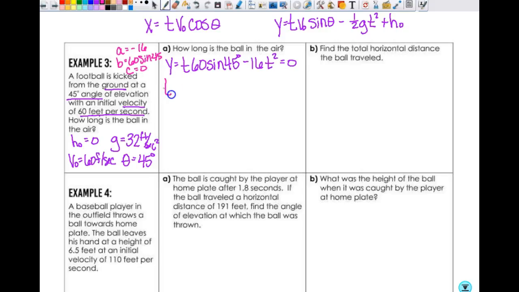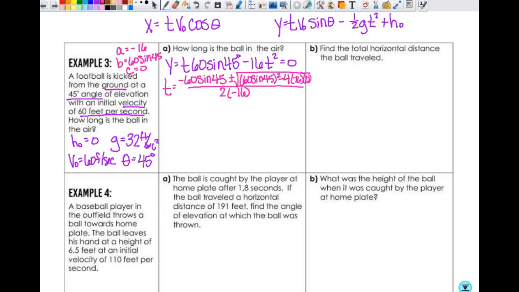We do t equals, it's usually x equals negative b, but t equals negative b, so it's going to be negative 60 times the sine of 45, so that's your negative b, plus or minus the square root of b squared, so 60 times the sine of 45, minus 4 times a, which is negative 16, times c, which is 0. All over 2 times a, which is a negative 16.